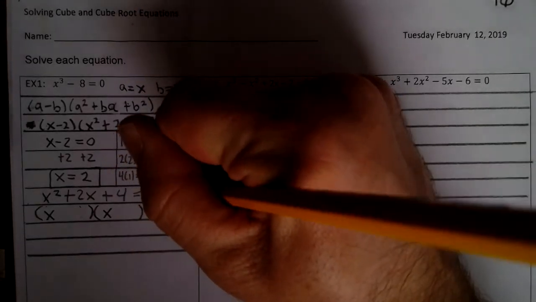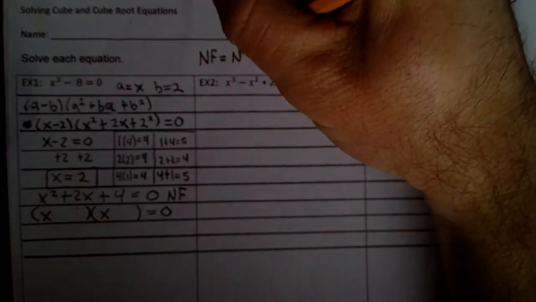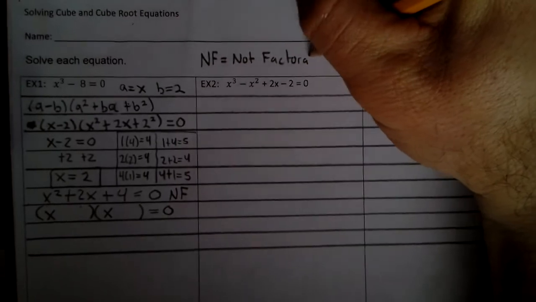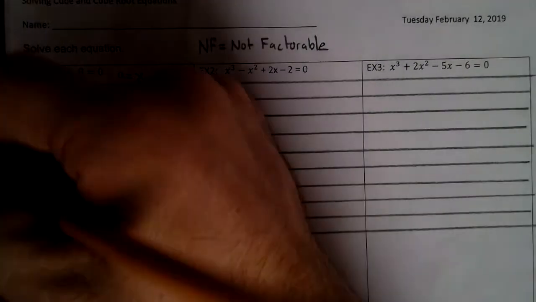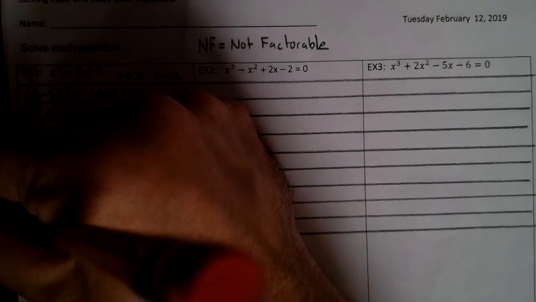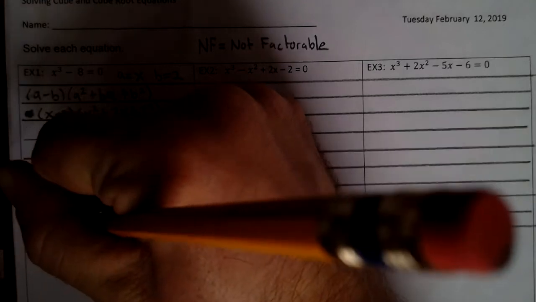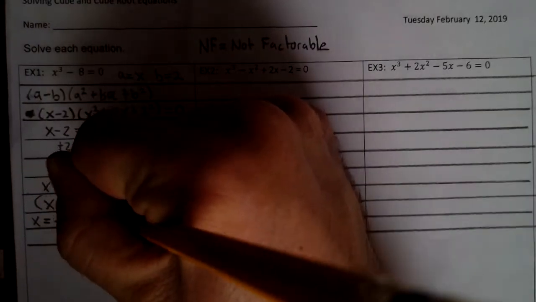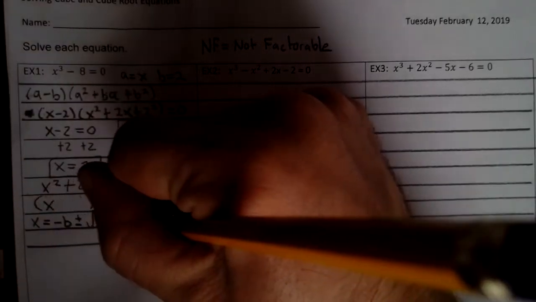I'm going to say not F. Not F means not factorable. So since that didn't work, now we use the quadratic formula. So x equals negative b plus or minus the square root of b squared minus 4ac all divided by 2a.